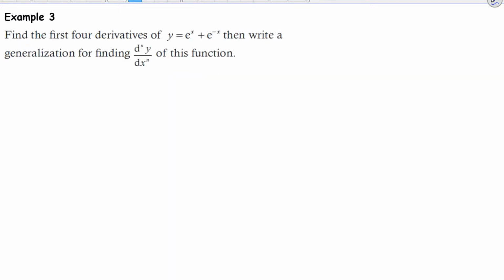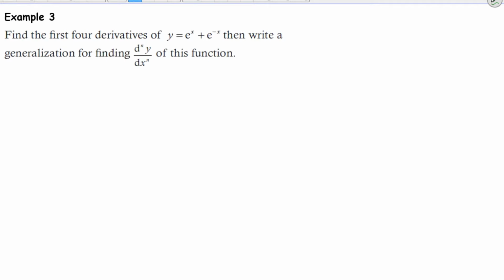Example 3, find the first 4 derivatives of this function and then write a generalization, which basically means a rule for finding the nth derivative of this function. So the first step is we can start by finding the first derivative, second derivative, at least the first 4 derivatives. Then you can observe a pattern. Then you can come up with a rule.